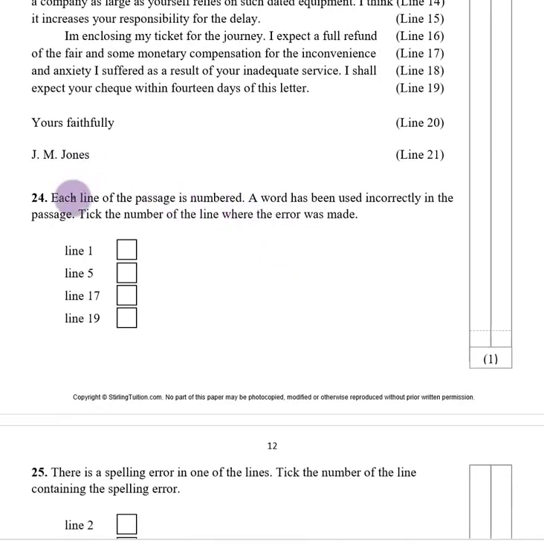So each line of the passage is numbered. A word has been used incorrectly. I'm going to stop reading here. As soon as it said a word has been used incorrectly, I know I'm looking for a homophone. A homophone is a word that sounds the same but means something different. And one other thing, I'm actually going to do what's called the bottom up technique. I'm going to start with the bottom number, because the examiners normally put one of the last 2 numbers as the answer. So if you go from the bottom up, you'll get to the answer more often than not quicker. So I'm starting with 19, then going to 17.